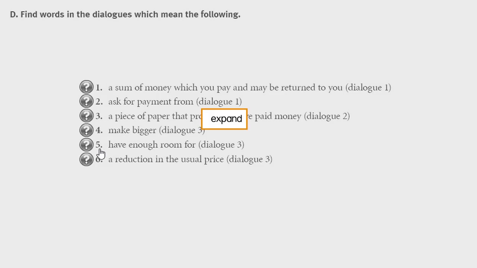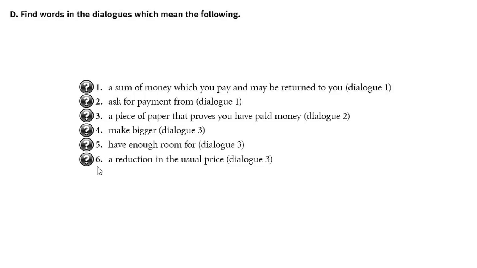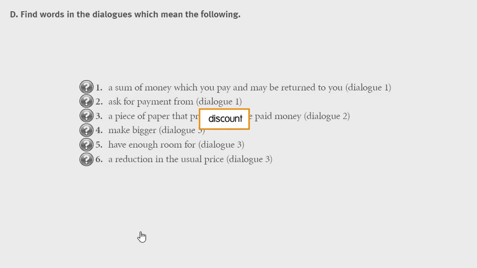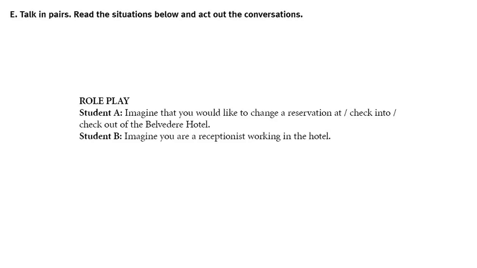Number 4. Make bigger. Expand. Number 5. Have enough room for. Accommodate. Number 6. A reduction in the usual price. Discount.